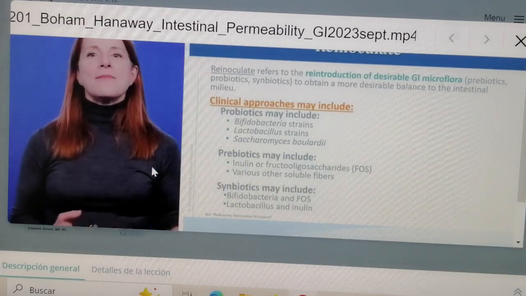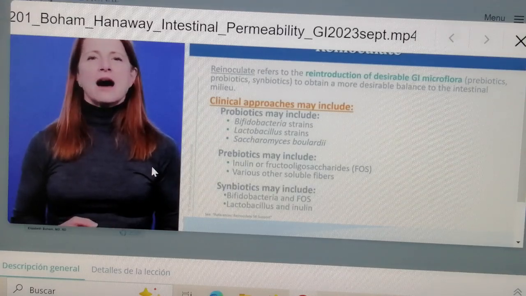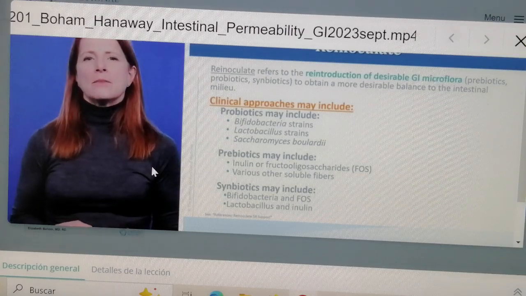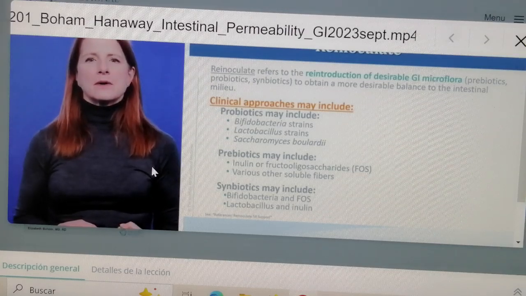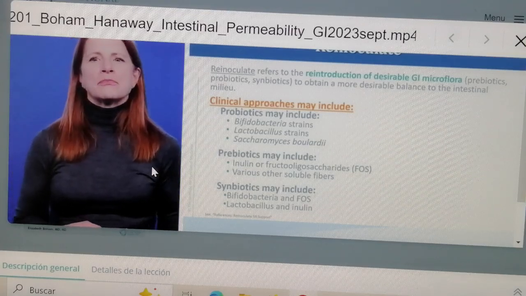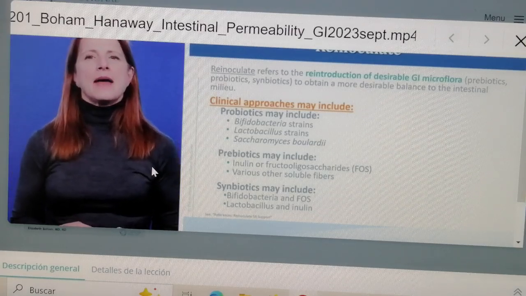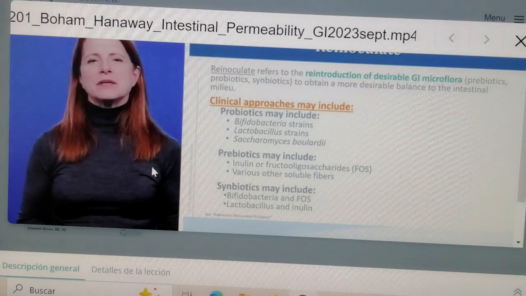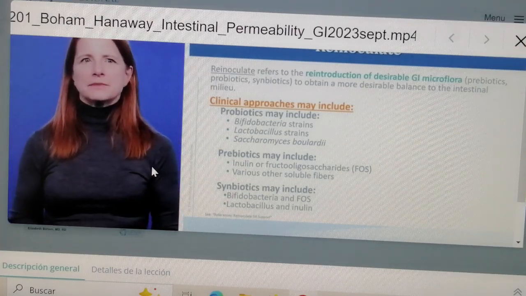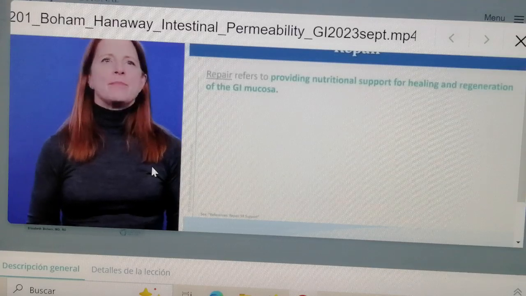And for my patient that I showed you, we did a combination product that had some spore-based probiotics in it, a blend of probiotics, and I really focused on the dietary piece to build up the good bacteria with lots of prebiotics as well. Okay, repair.